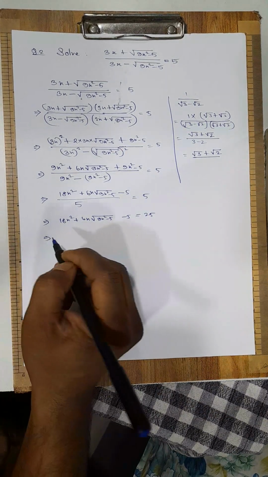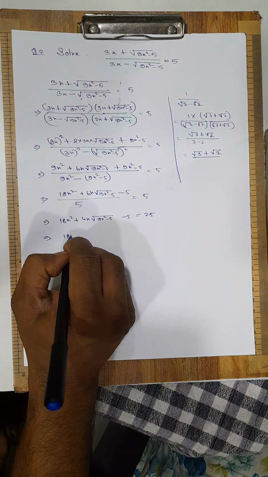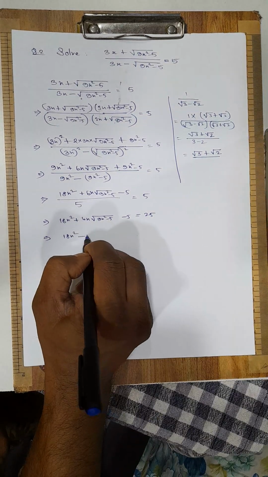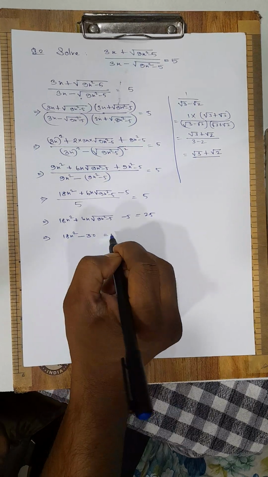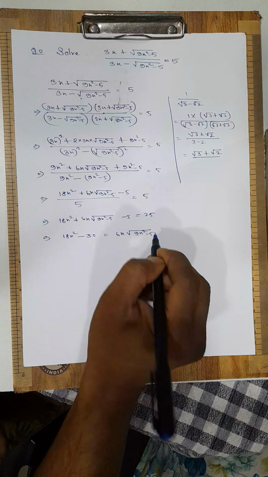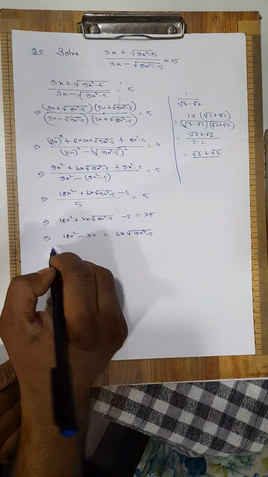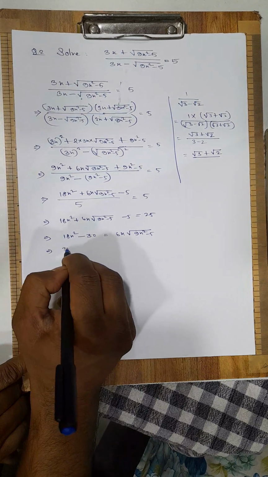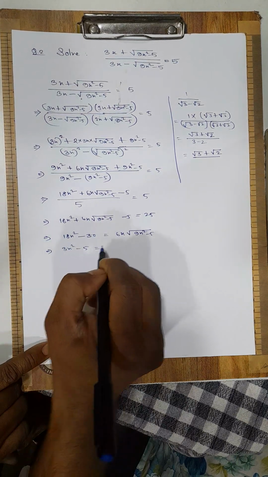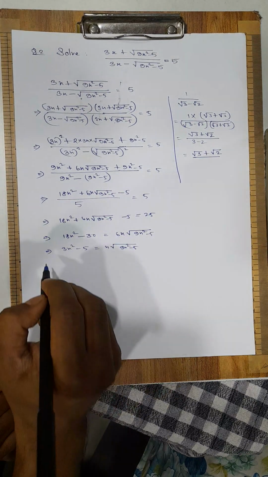Then it becomes 18x² − 30 = 6x × √(9x² − 5). Right? Now you see both sides you can divide by 6. 3x² − 5 = x × √(9x² − 5).